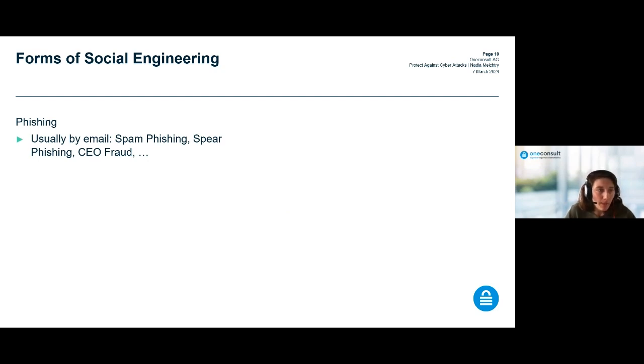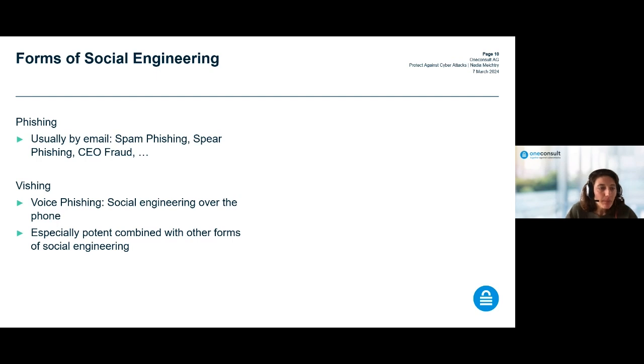Then we have vishing. So this is over the phone. It is particularly effective in combination with other forms of social engineering. So for example, here they could pretend to be someone working at the help desk and then say that they are going to send an email with an attachment to download afterwards.